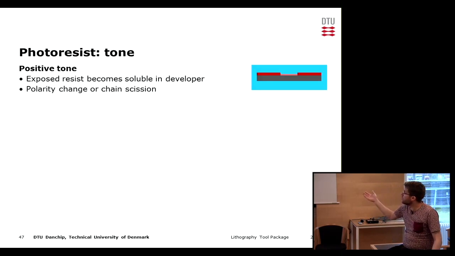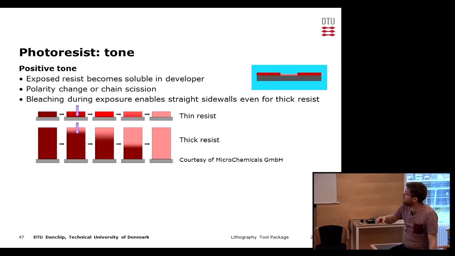So again, in the positive tone, what you expose becomes soluble, and this is typically done by some kind of change in the polarity of the resist so that it reacts better with the developer solution. It can also be that the light, or the photoactive component maybe, actually cuts the polymer chains into smaller sections, which means they are more soluble in the developer. And for a positive resist, bleaching during exposure, so that means where we actually change the absorption as we expose, makes it possible for us to have straight sidewalls even in a thick resist.